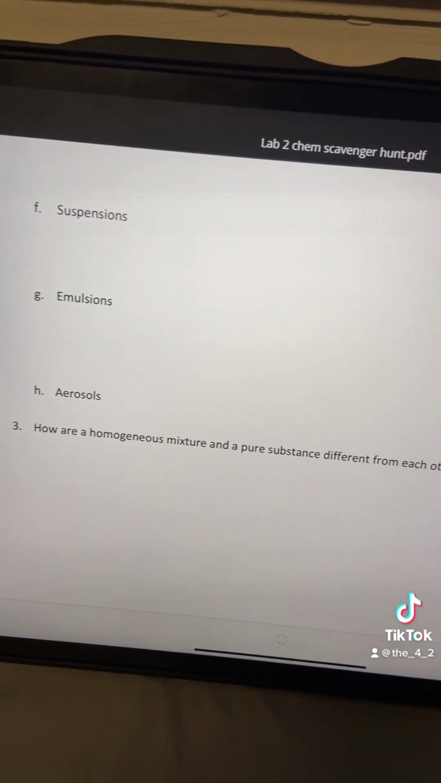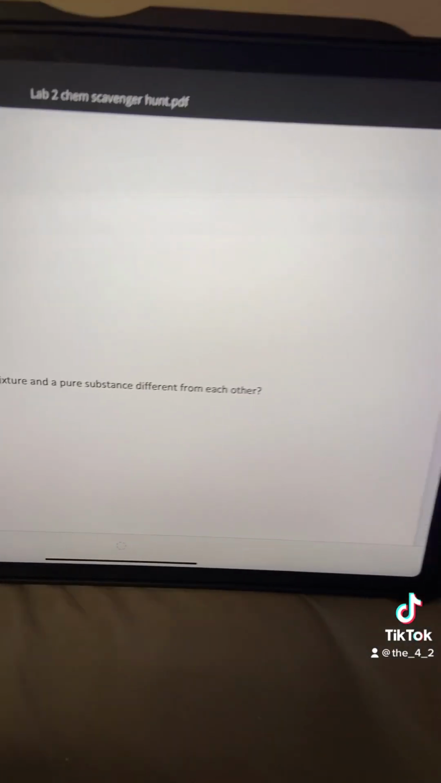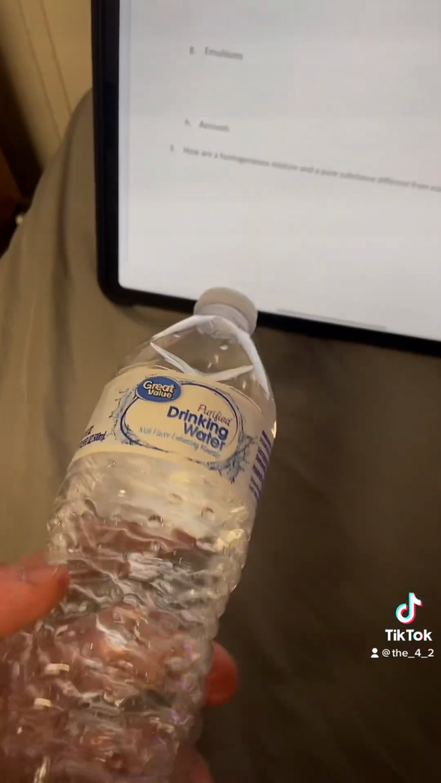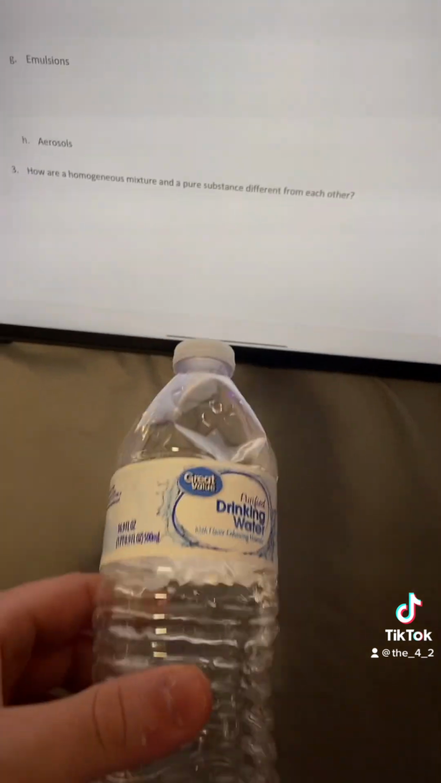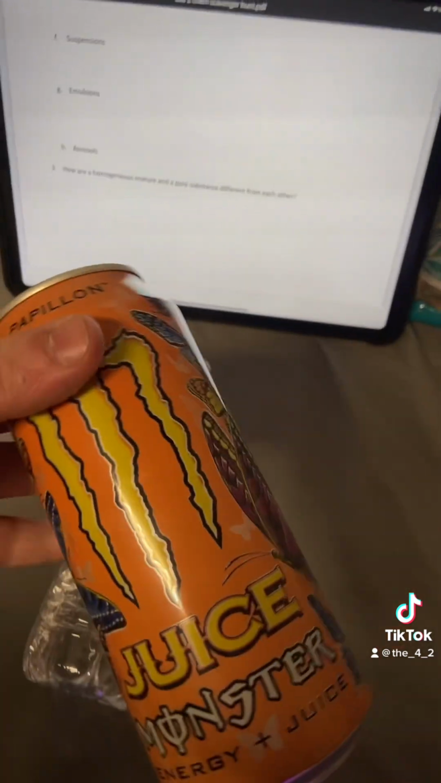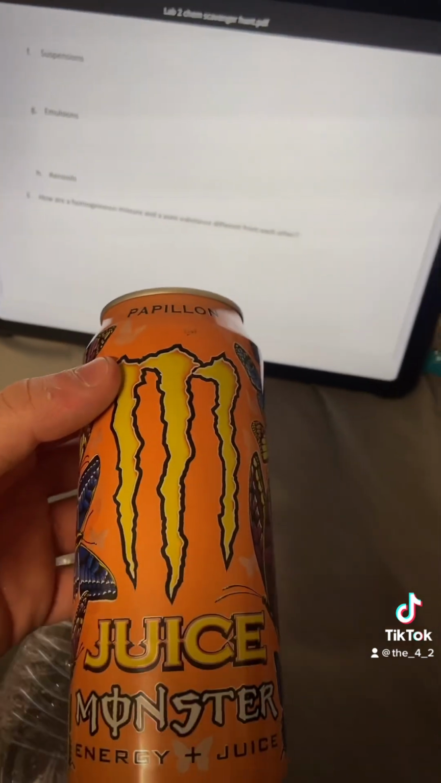Lastly, we have how are homogeneous mixtures and pure substances different from each other. There's a difference I'll show you right here. Water is one compound, H2O, which would be a pure substance. However, if we look at the Monster, which has multiple compounds and elements, that would be a homogeneous mixture. And that's the difference. Okay, cool boy.